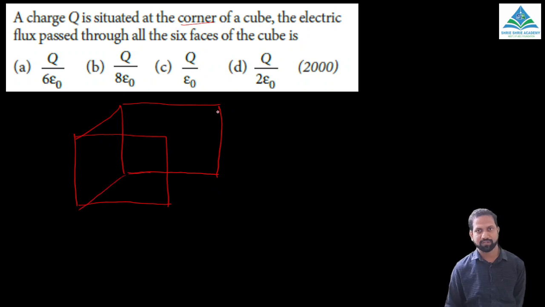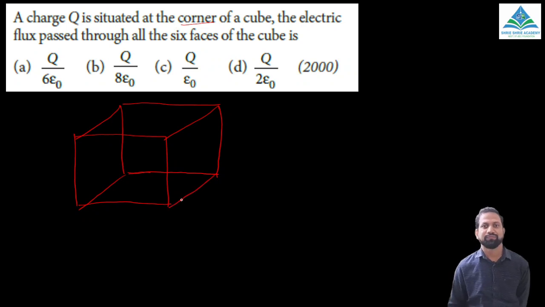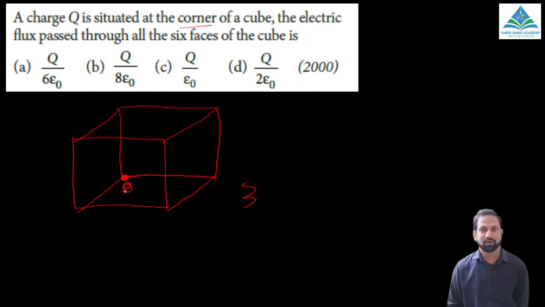You can even imagine this one. Yeah. So capital Q is situated at the corner. Corner is something which is inside the cube only you should consider. At this, you know that there will be 6 corners. So capital Q is placed at the corner.